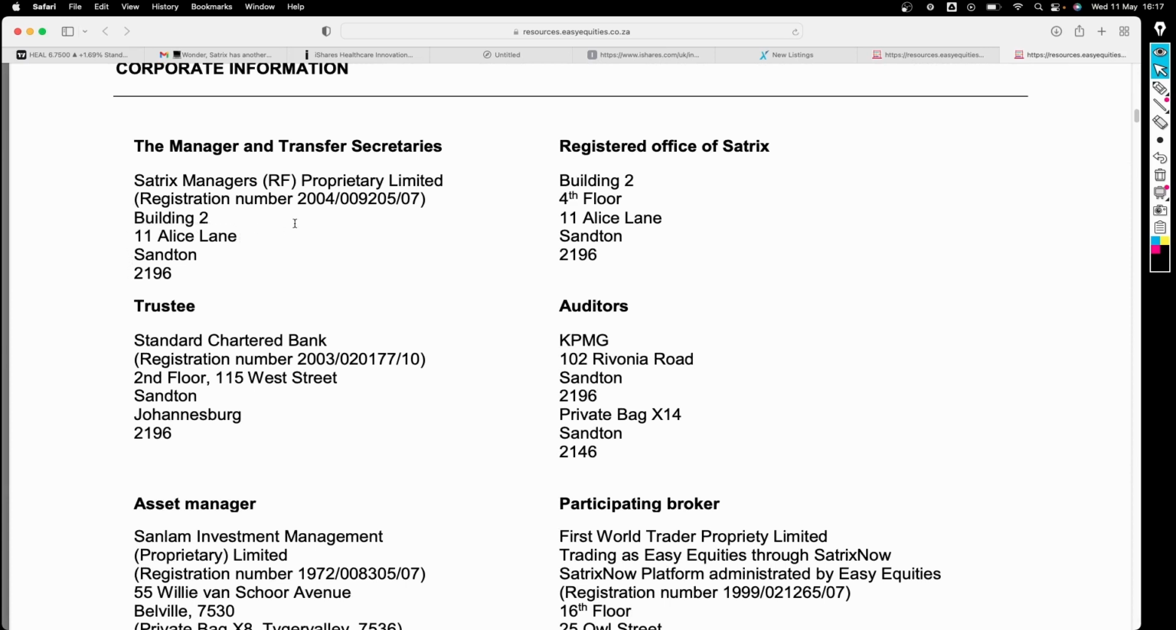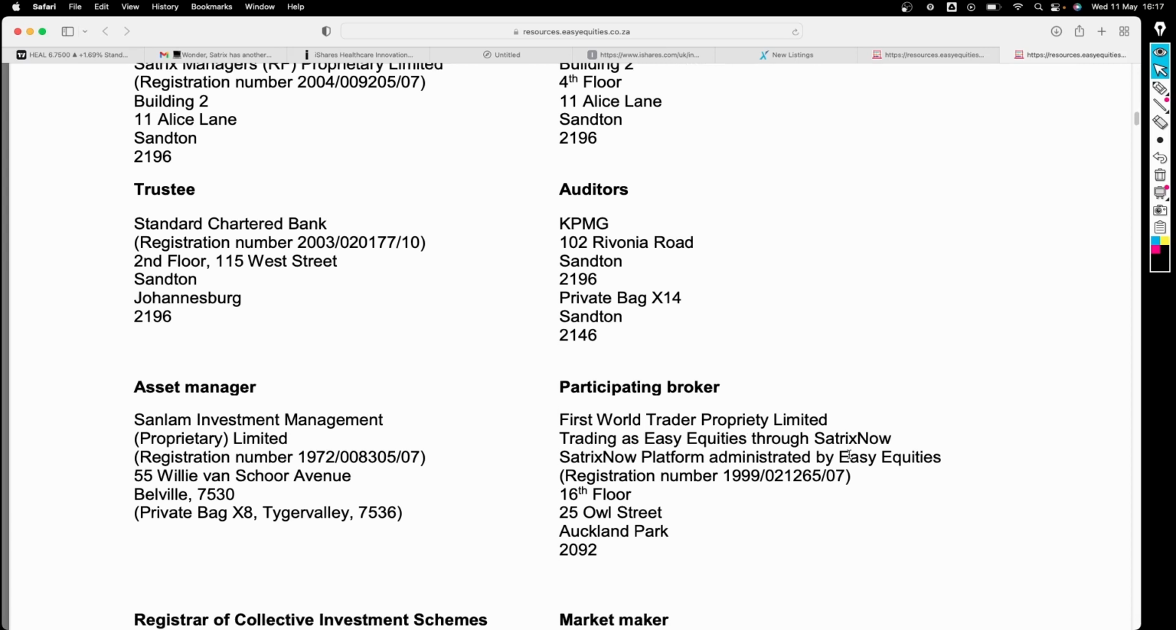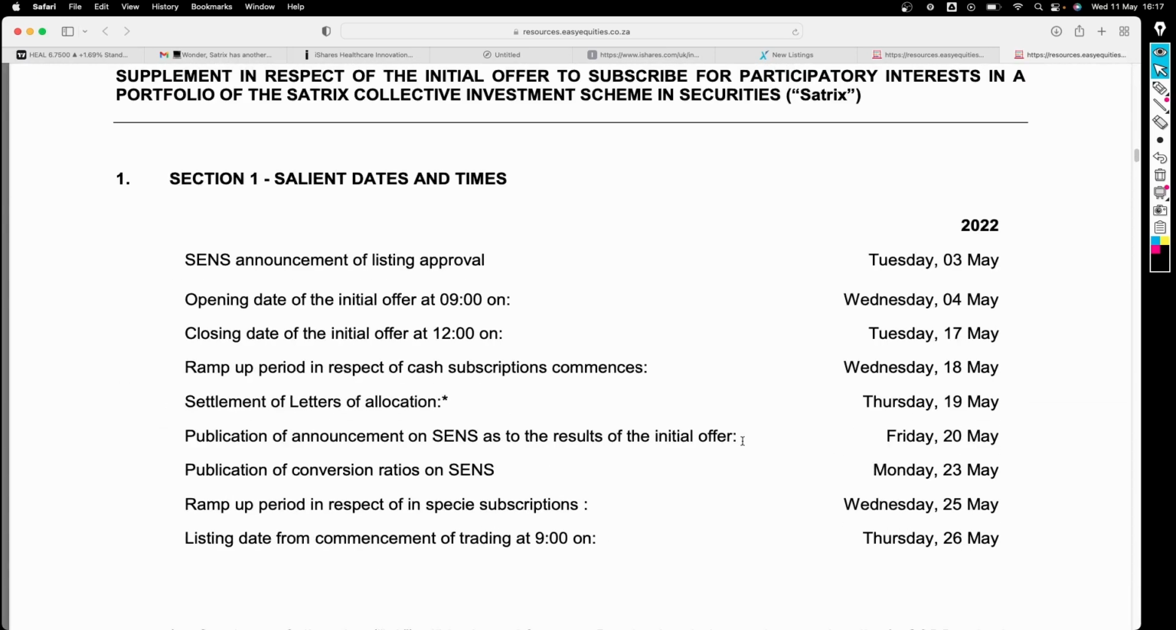I've already mentioned that it's covered by Satrix, and then the participating broker is EasyEquities. Remember, it's First World Trader, but its trading is EasyEquities. But after the 26th of May, you can buy this ETF either on your EasyEquities account or Satrix account or any other broker, as long as these ETFs are available in that broker that you are using.